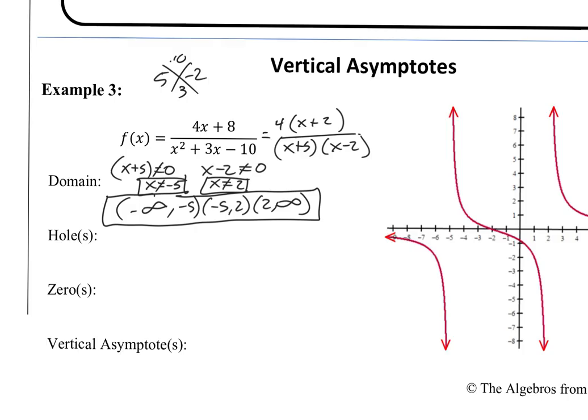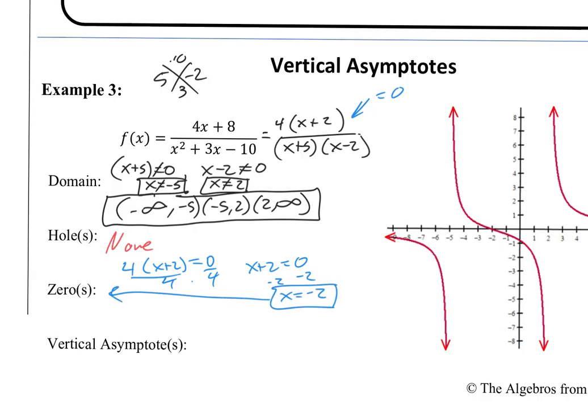Okay, what about holes? Well, we don't have any holes because nothing canceled, right? We didn't have anything that canceled, so there are no holes. Zeros are easy. We just take our top and we set it equal to 0, right? So for the zeros, I'm going to say that 4x plus 2 equals 0. And because this is just a coefficient, imagine if I divided both sides by 4, then I would just have x plus 2 equals 0, because 0 divided by 4 is still 0. So we really only care about this linear factor here. And if I go to solve that, obviously I subtract 2 from both sides. I get that x equals -2. And so that's my only zero, that x equals -2. And sure enough, we see that on the graph over here.